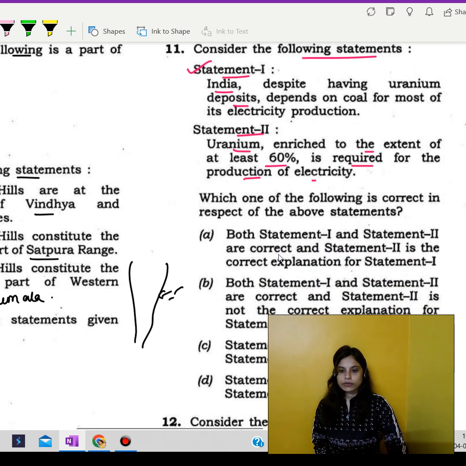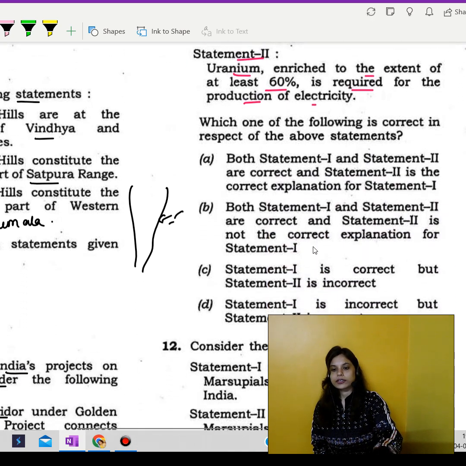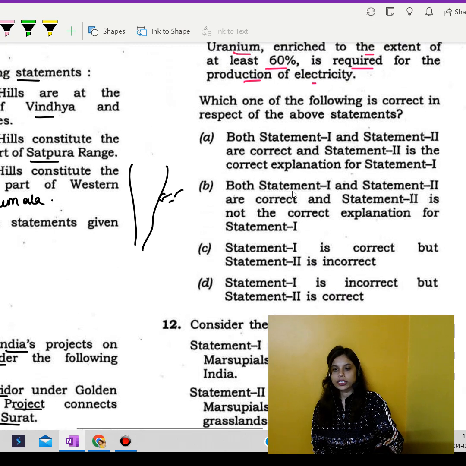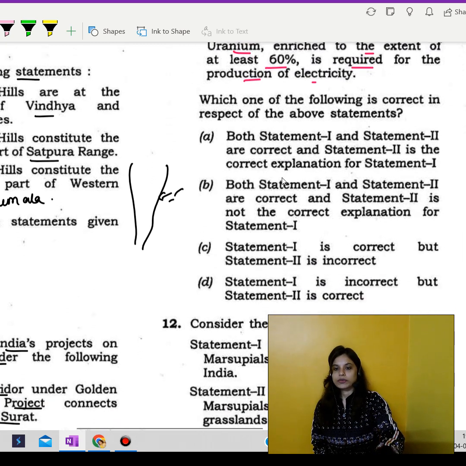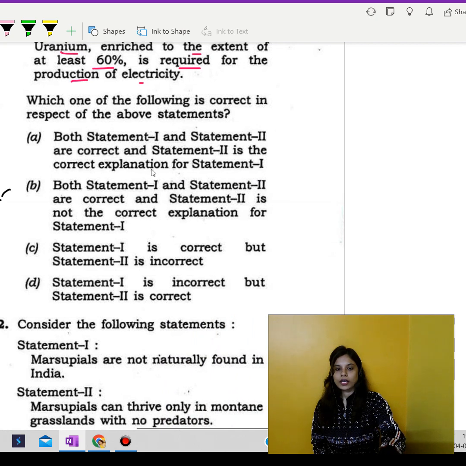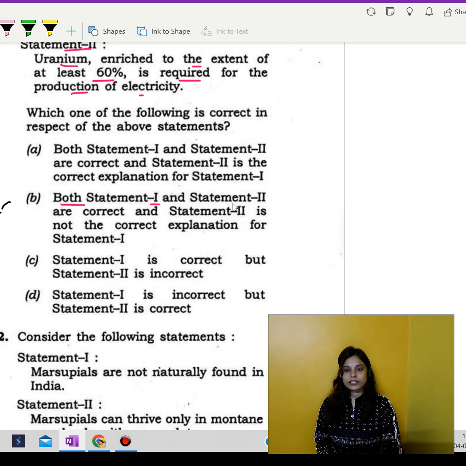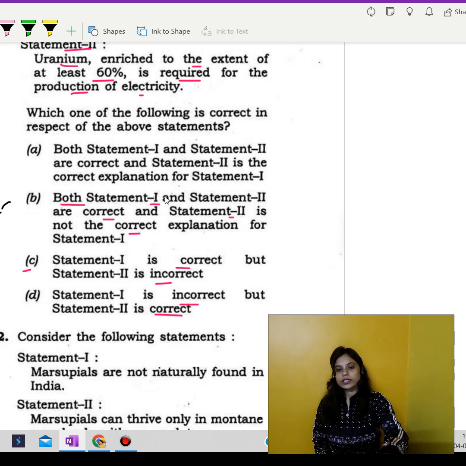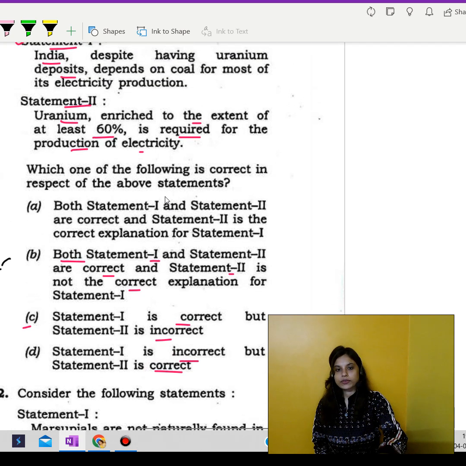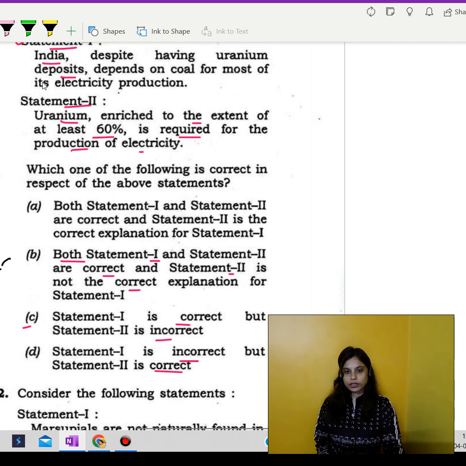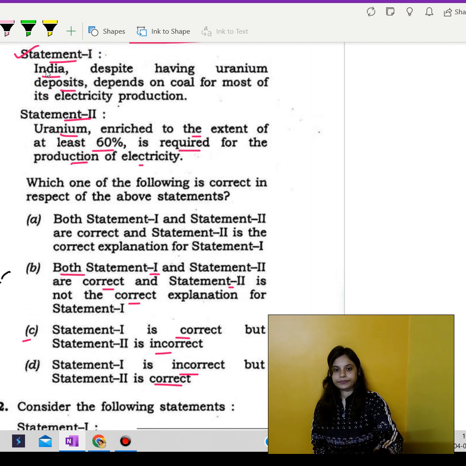Coming to what the sentences can be, they have given four options. Either both statement 1 and statement 2 are correct, and statement 2 is the correct explanation for statement 1. Then they have given both statement 1 and statement 2 are correct, and statement 2 is not the correct explanation for statement 1. Then statement 1 is correct and the other is incorrect, and the other is correct and another is incorrect, like that. So we need to choose properly which one is correct and which one is not correct. So I'm showing you both the statements once again.